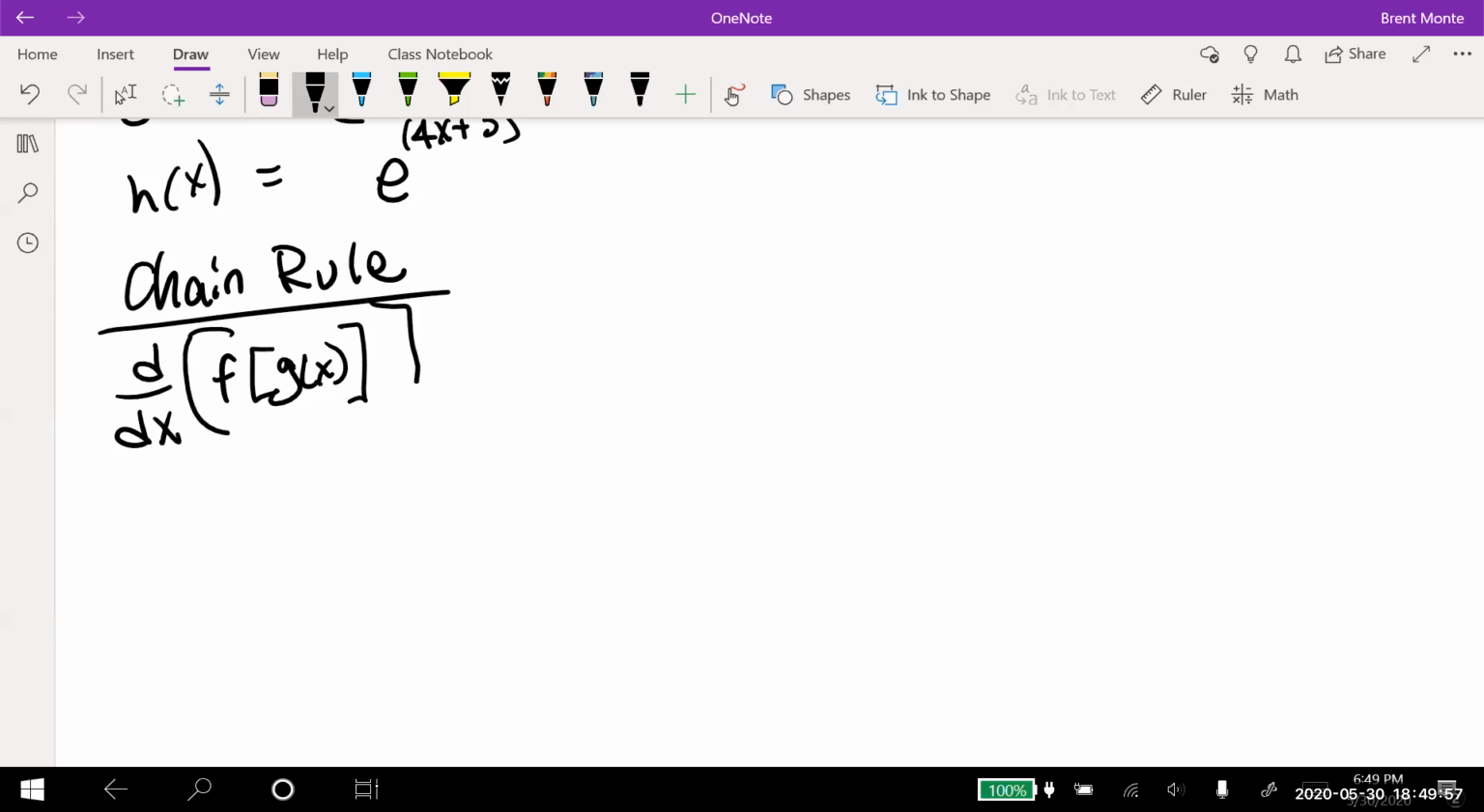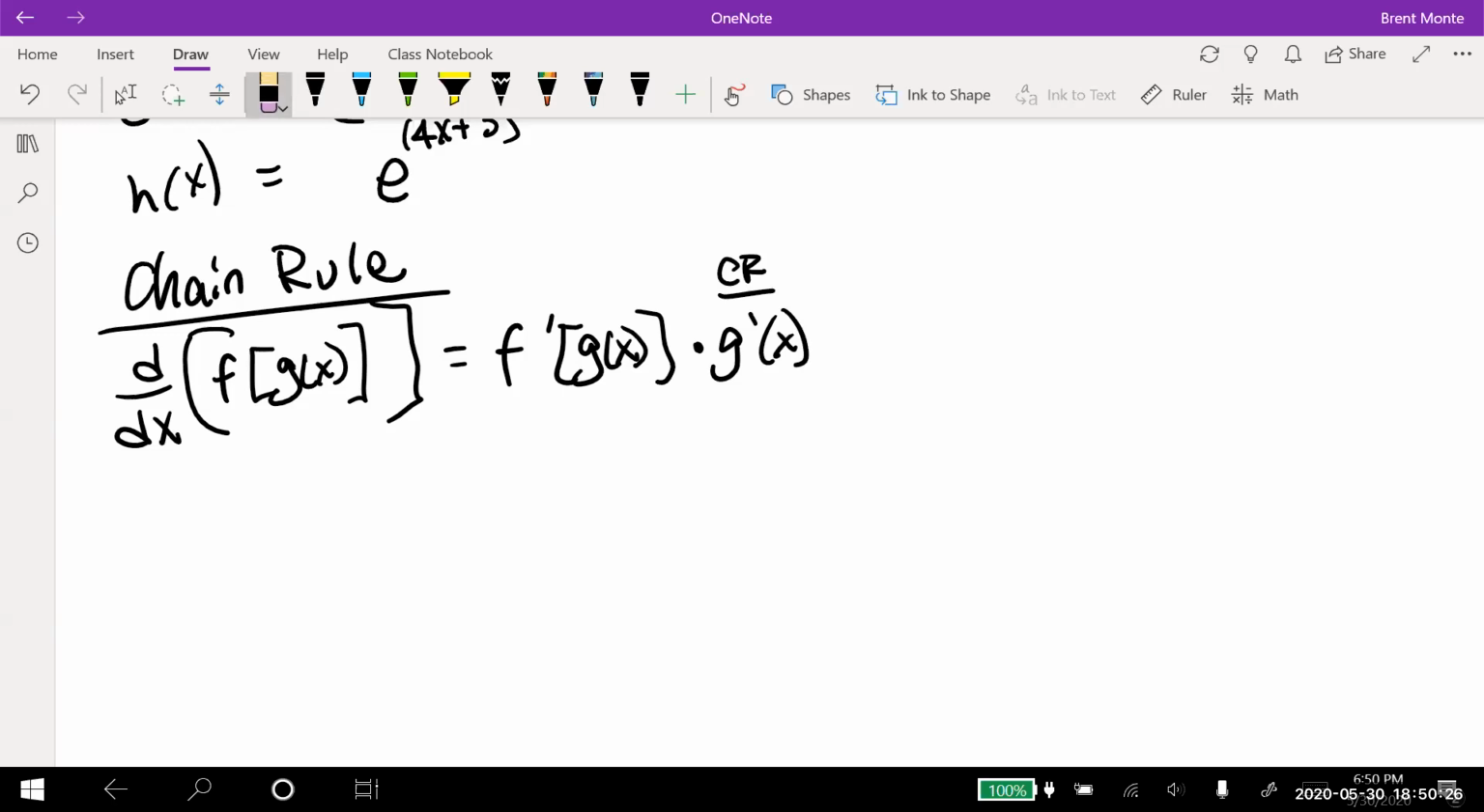Remember, if I put that d dx on the outside, it says I'm taking the derivative of something. So if I take the derivative, what I get is I take that derivative of the f function, the outside function, leaving the inside function just as it is. But then the chain rule step says, then I multiply it times the derivative of whatever that inside function was. That piece I'll refer to as the chain rule. Don't forget the chain rule.